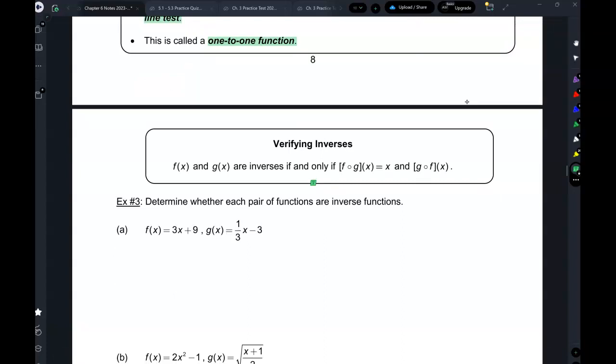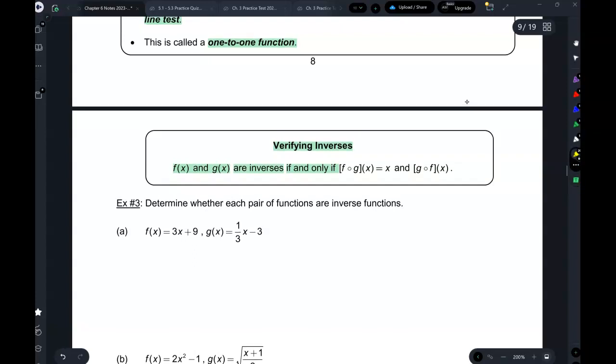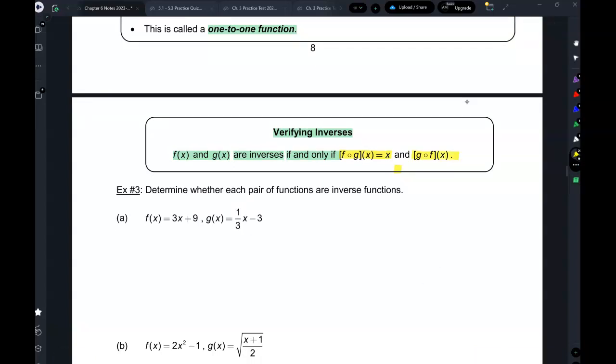Okay, so verifying inverses. Now, you're given two functions, and somebody says these two are inverses, and you're like, no, it's not. And so rather than battling it out, you're like, let's test it. Let's verify that they're inverses. There is a theorem, believe it or not. So the theorem says this: f of x and g of x are inverses if and only if f of g of x equals x and g of f of x equals x.